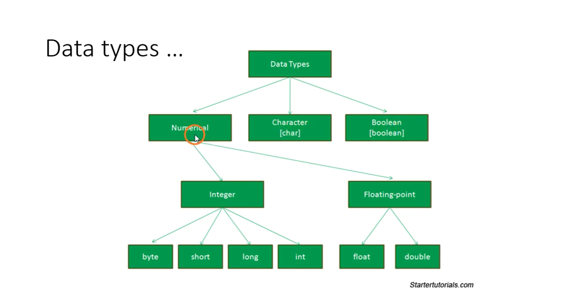If you take numerical data types, you can divide them again into two subgroups: integer type primitive types and floating point primitive types. The different data types under integer category are byte, short, long, and int. Data types under floating point category are float and double. So in total there are eight, right? Byte, short, long, int, float, double, char, and finally boolean.